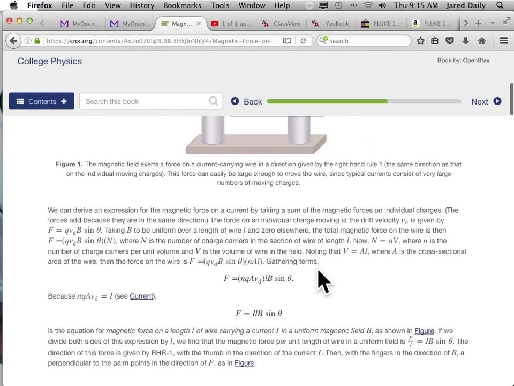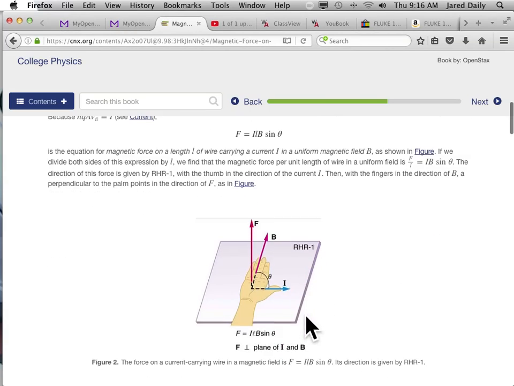And for the force, we're going to use the Lorentz force, but instead of using charge in there, we're going to make a conversion from charge that is moving to current that is moving. They do this conversion right here because current is equal to the number of charges times the amount of charge per charge times the cross-sectional area times the drift velocity of the charge. You plug all those things in and you get current times the length of the wire in the magnetic field times the sine of the angle between the magnetic field and the current carrying wire. So it's a very similar thing. Instead of Q times V times B sine theta, it's I times L times B times sine theta.